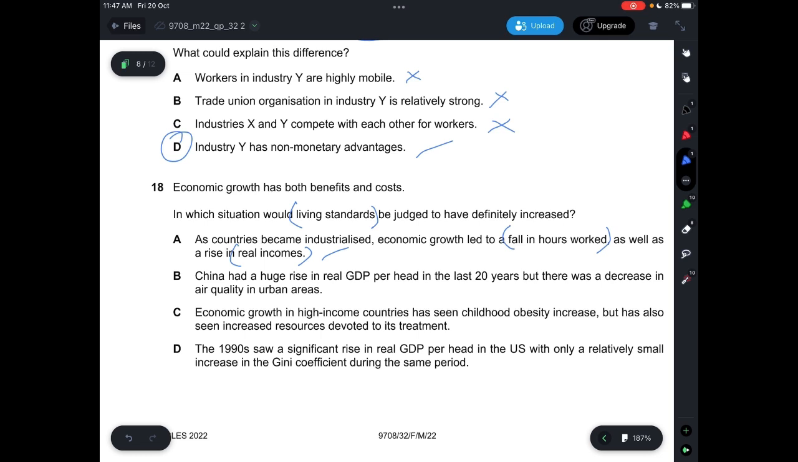But let's look at the other three options. B says China had a huge rise in real GDP per head in the last 20 years, which is the GDP per capita that I mentioned just now.